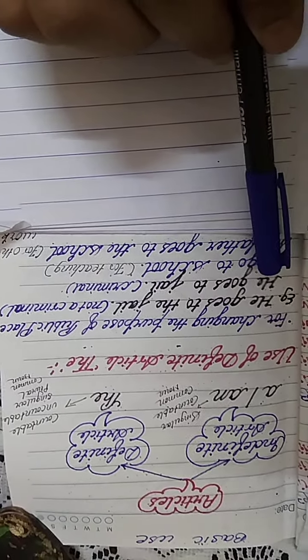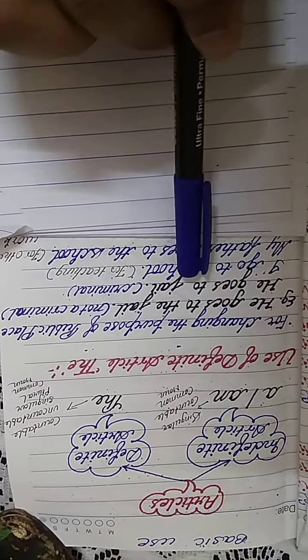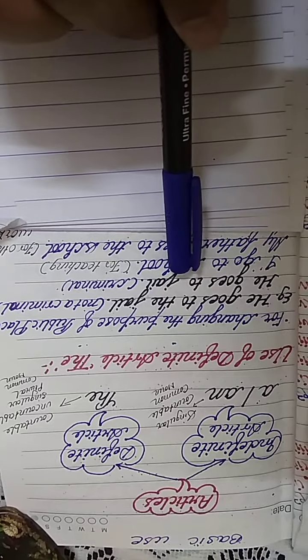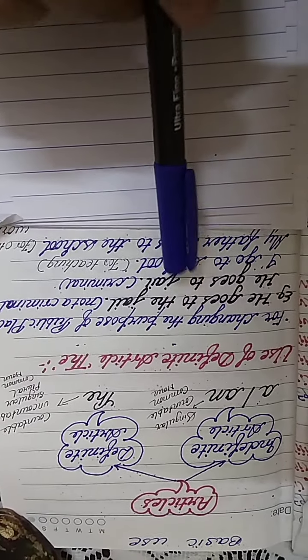For example, he goes to jail. Look at the second sentence, we are not using the, that means to say that jail has been used for its proper or its general purpose.